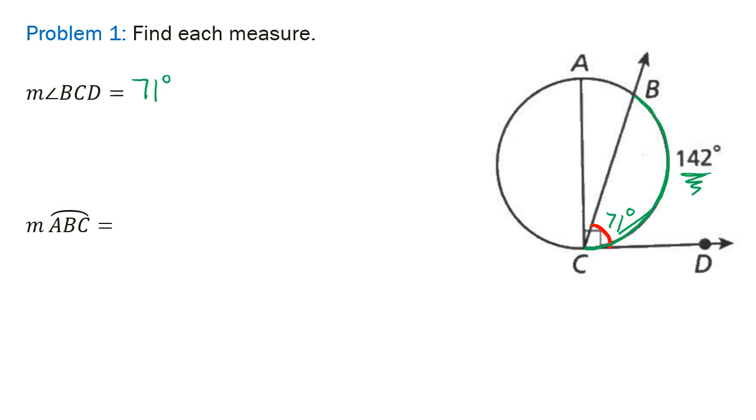The next thing they'd like us to find is the measure of the arc ABC. So they want us to find this entire arc right here. Well, if we look carefully in the picture, we'll see that we have this 90-degree angle here for ACD. So the inscribed angle is 90 for the arc ABC. So that means if we just look at the blue arc, doubling 90 is 180 degrees from there to there.